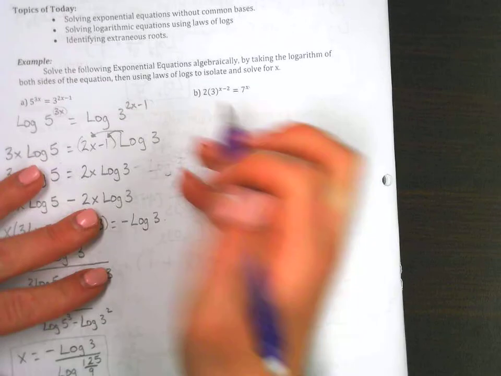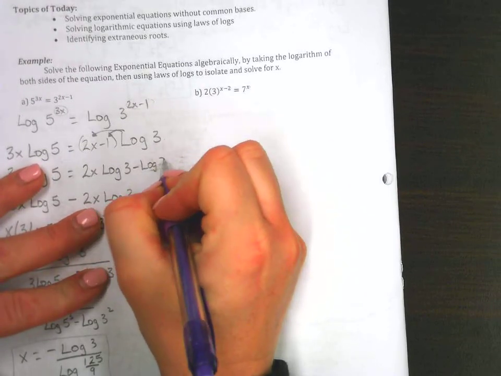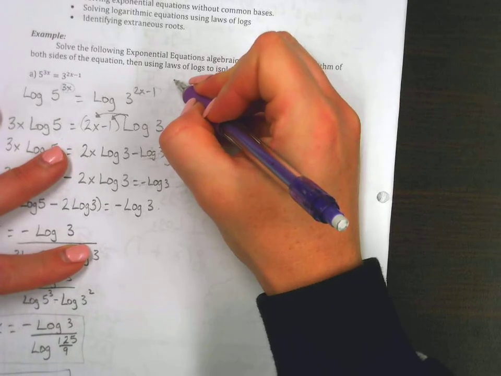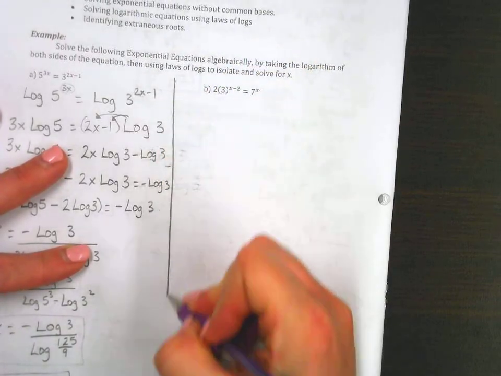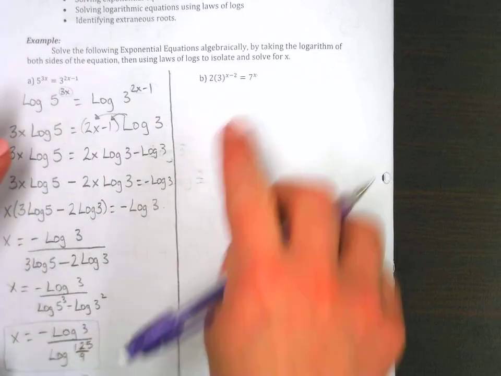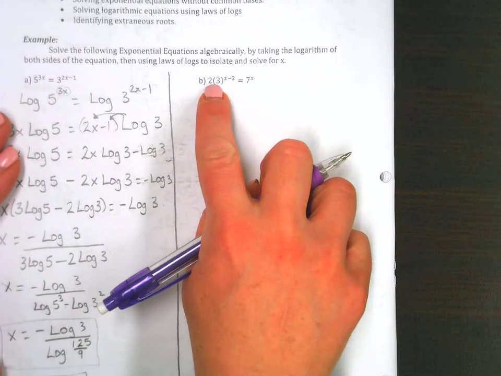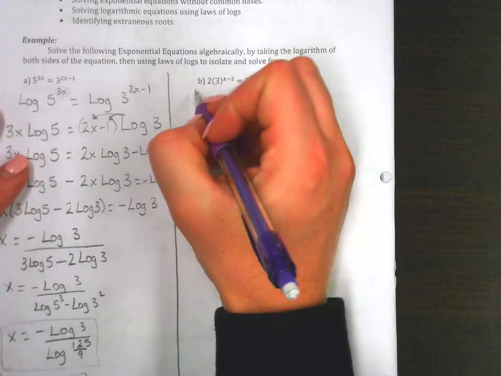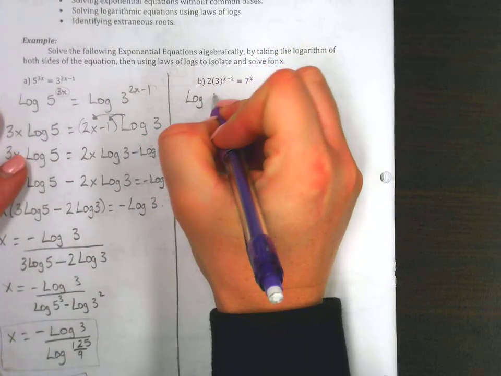All right, so to solve this next question, we're going to do the exact same thing. We can't get a common base in between the 2, the 3, and the 7. So this tells me I'm just going to take the log of both sides of the equation. So log base 10 of 2 times 3 to the x minus 2 equals log of 7 to the power of x.